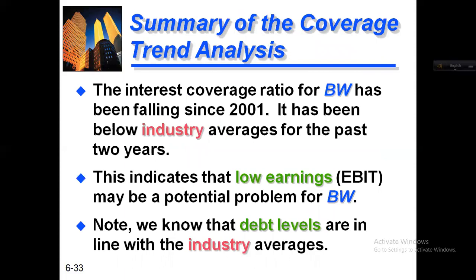So the summary of the coverage trend analysis: the interest coverage ratio for BW has been falling since 2001. It has been below the industry average for the past 2 years, and that indicates that low earnings may be a potential problem for BW. And note that we know that debt levels are in line with the industry average.